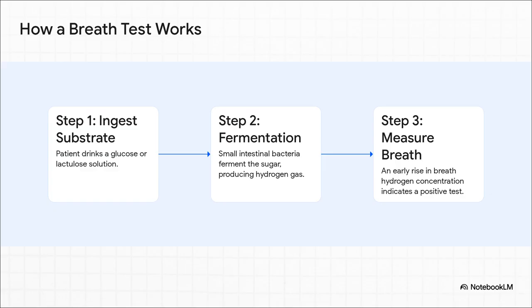You have the patient drink a specific sugar solution. Now, if there's a bunch of bacteria camping out in the small intestine, they're going to ferment that sugar and produce gas, specifically hydrogen. We then measure that hydrogen in the patient's breath over a couple of hours. A big early spike in hydrogen tells us the party is happening in the small bowel exactly where it shouldn't be.